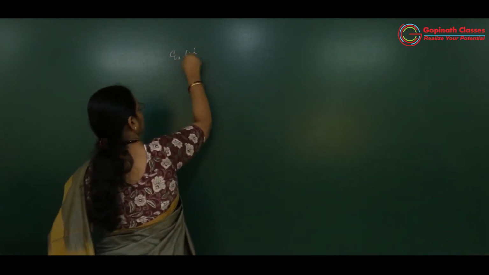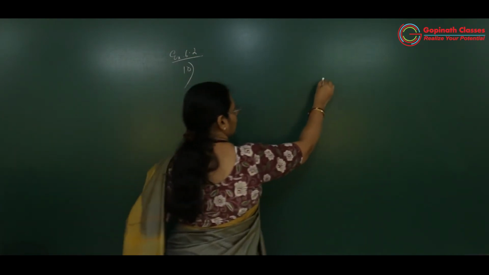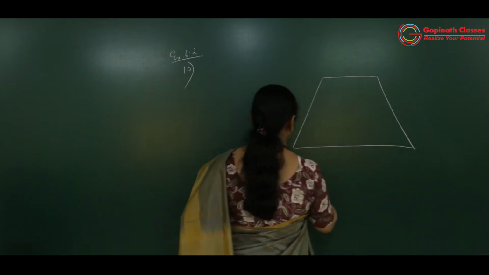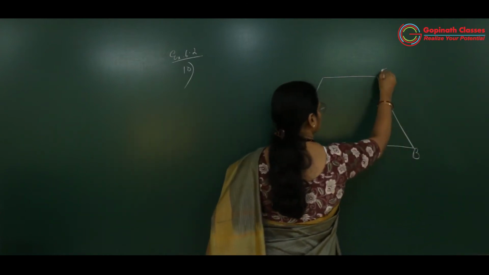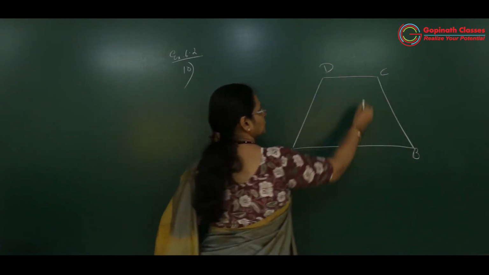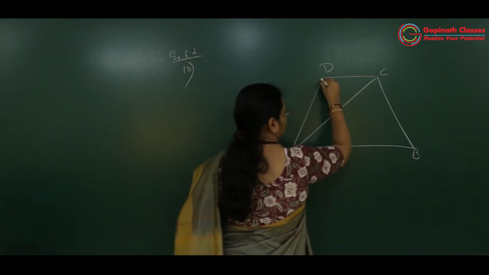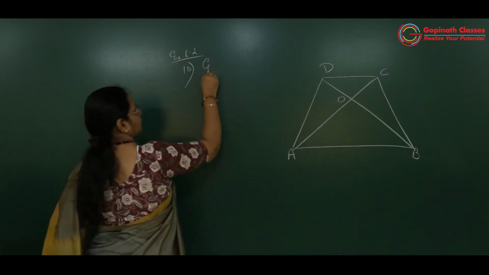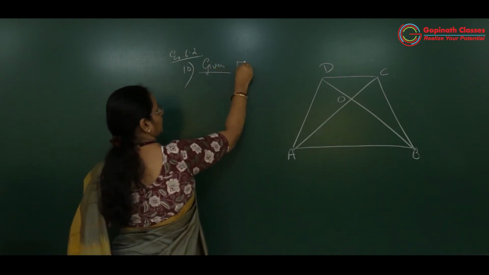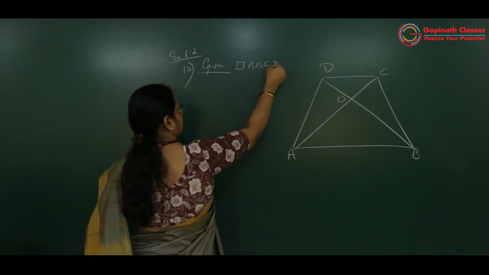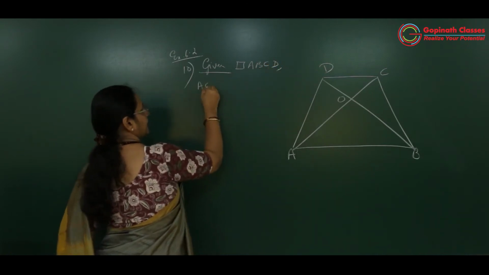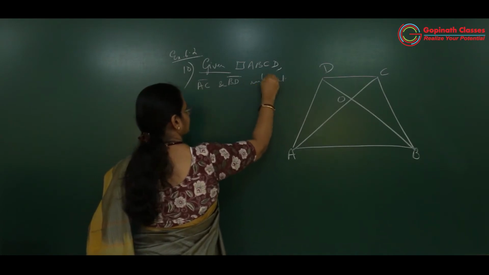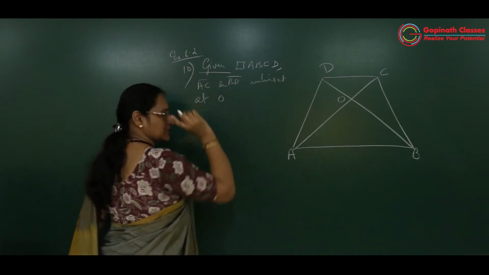Exercise 6.2, the last question, 10th question. Show that it's a trapezium. So I'm drawing it as a trapezium, and let's see how it is proved. The two diagonals are intersecting at O. So given, you can clearly write quadrilateral ABCD is given, and AC and BD intersect at O. This much is given.